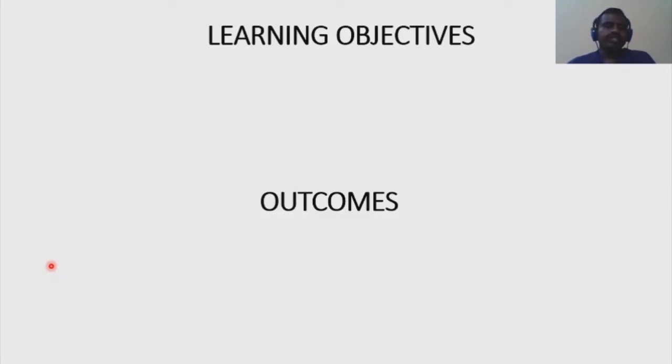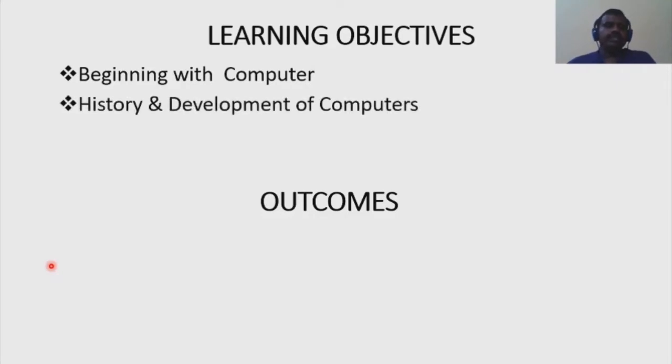The learning objectives are, beginning with the computer, what the different components of the computer and the functional units of the computer are, the history and the development of the computer, and the characteristics of the computer. These are all the learning objectives you are going to learn at the end of the session.